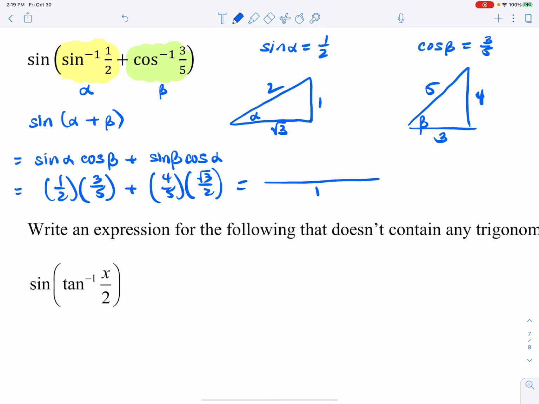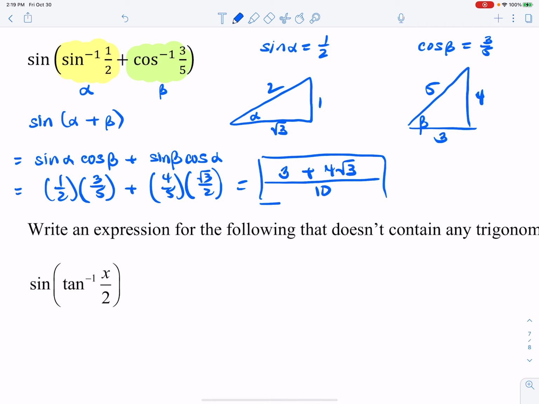So I'm looking at that, and both of my denominators are 10, so I can just combine these as one fraction. 1 times 3 is 3, and 4 times √3 is, well, as it says, 4√3. And there we have it. So there's the exact value.